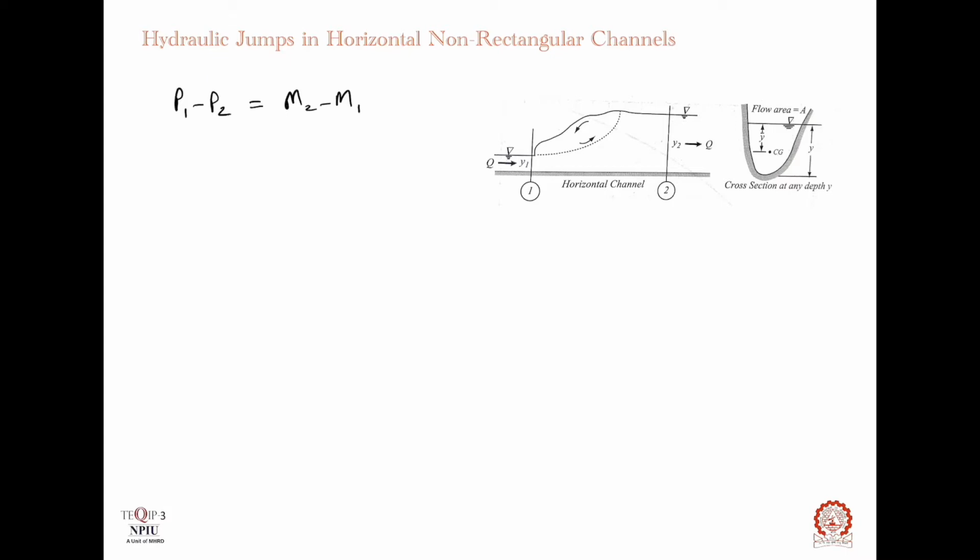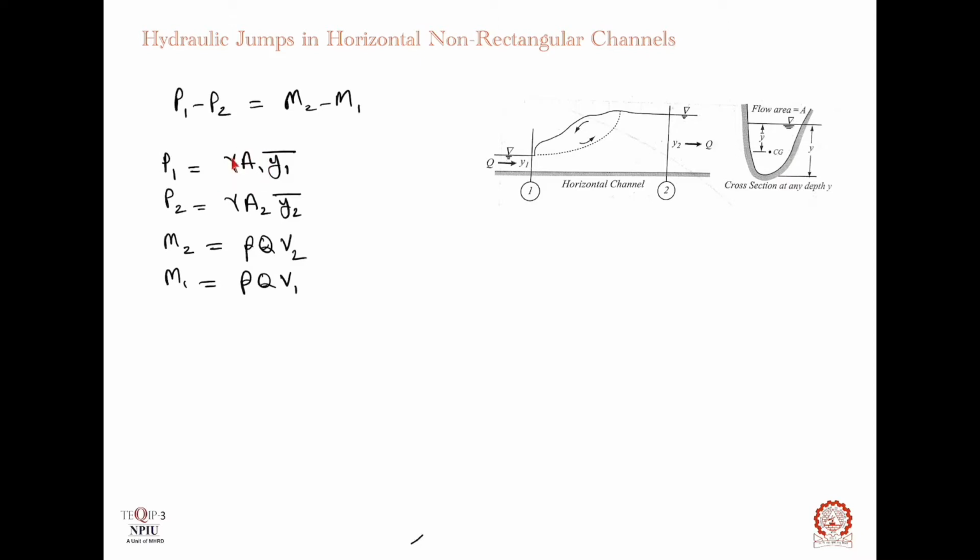In this equation, P1 is the pressure force at section 1, that is gamma A1 Y1 prime. P2 is the pressure force at section 2, gamma A2 Y2 prime. M2 is the momentum flux going out through section 2 and its expression is rho Q V2. Similarly, M1 is rho Q V1. Here gamma is the unit weight of fluid.